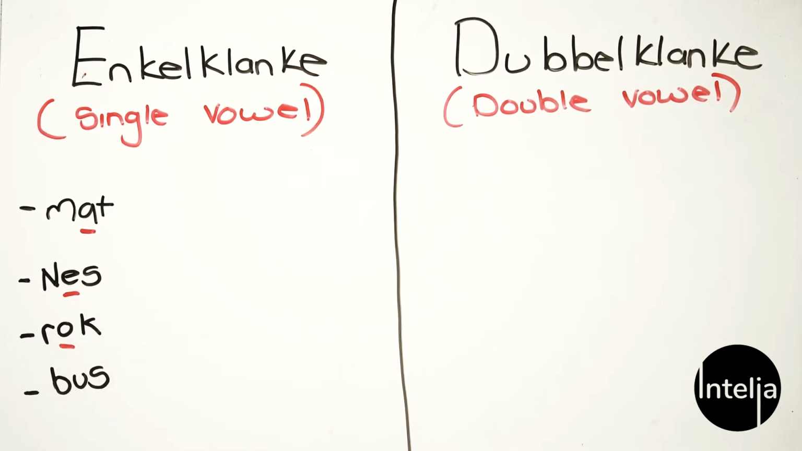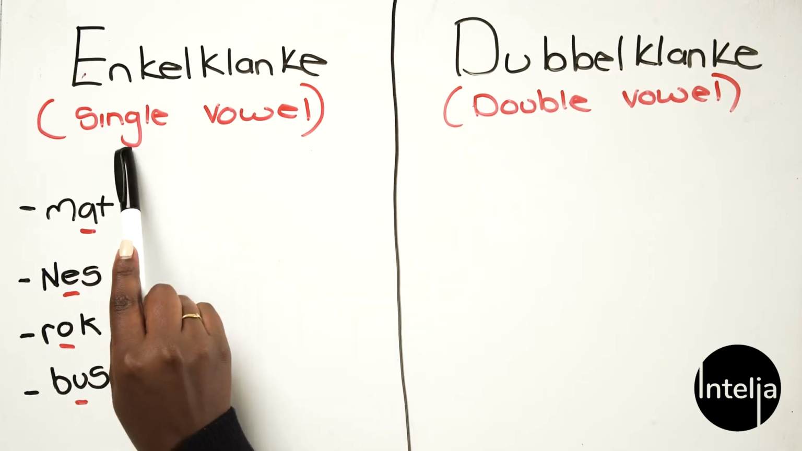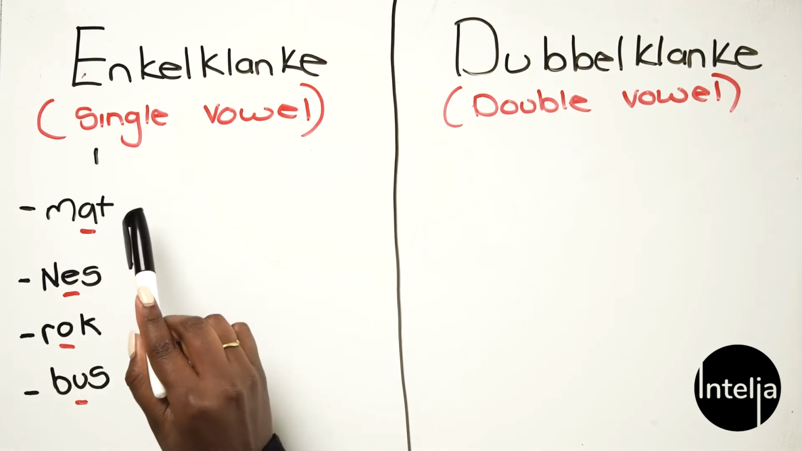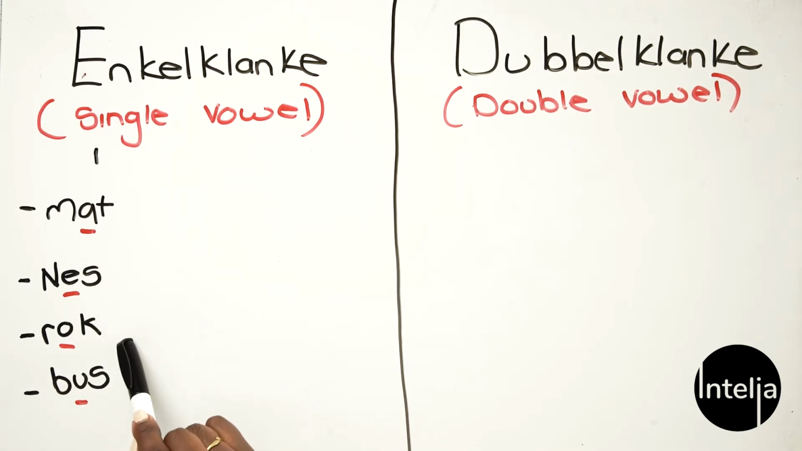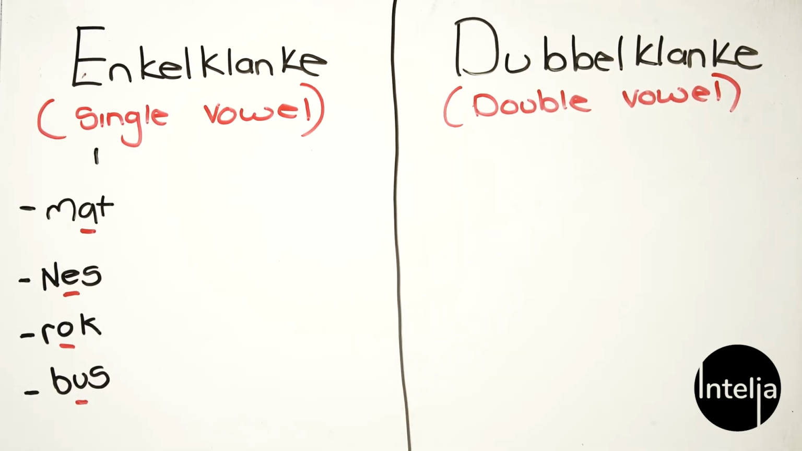Bus. Awesome. As you can see here, we're working on enkel klanke, which is single vowels, which means one vowel. So each of these words only has one vowel in them. Let's go over it. Mat, nes, rok, en bus. All of these only have one vowel, which means they are single vowels, which is enkel klanke. Awesome guys. Now we're going to move into something a little bit more complicated, but I'm going to walk you through it.